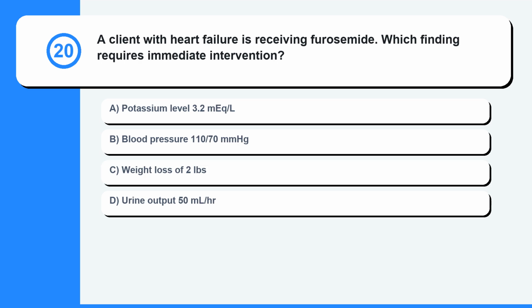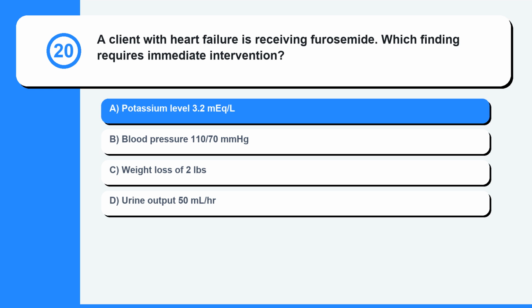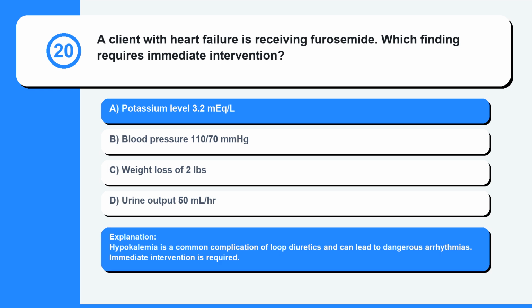Question 20. A client with heart failure is receiving furosemide. Which finding requires immediate intervention? A. Potassium level 3.2 mEq/L. B. Blood pressure 110/70 mmHg. C. Weight loss of 2 pounds. Or D. Urine output 50 mL/hr. The correct answer is A. Potassium level 3.2 mEq/L. Hypokalemia is a common complication of loop diuretics and can lead to dangerous arrhythmias. Immediate intervention is required.